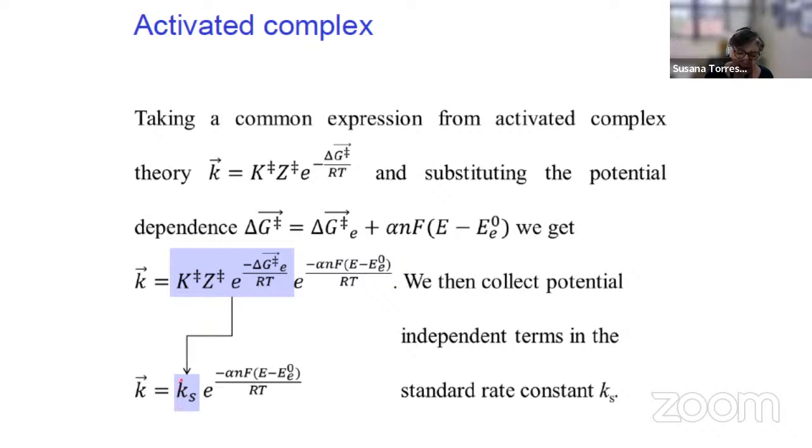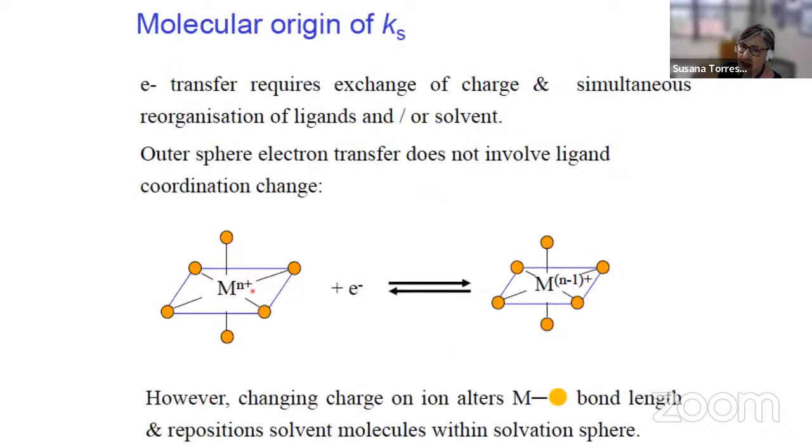So now we know that this standard rate constant depends on all the things, and what do all the things depend on? Obviously, on the molecular origin of this standard rate constant. Because the electron transfer requires exchange of charge and simultaneous reorganization of ligand or solvents, even though it is normally very fast. So outer sphere electron transfer does not involve ligand coordination change. But if we change the charge of the ion, which is what happens in an electrochemical reaction, it alters the M-ligand bond length and the repositioning of solvent molecules within the solvation sphere.